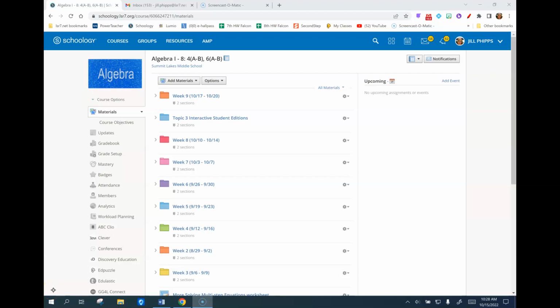So I am starting today in Schoology because I want to show you some things that we learned about and we want to try those out. So I want you to be familiar with them. In your Algebra Schoology folder, you see a week 9, that's the orange folder. And then you also see this Topic 3 Interactive Student Edition with the blue folder.